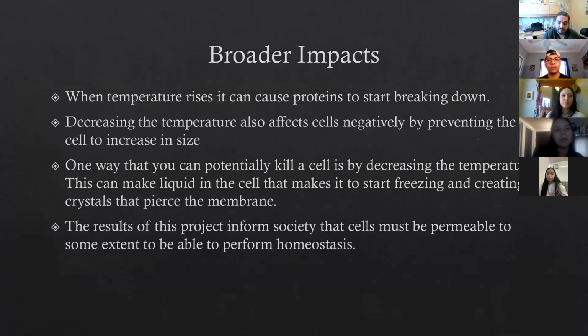So the body impacts is when temperature rises, it can cause proteins to start breaking down. Decreasing the temperature also affects cells negatively by preventing the cell from increasing in size. One way that you can potentially kill a cell is by decreasing the temperature. The result of this project is to inform society that cells must be permeable to some extent to be able to perform homeostasis.